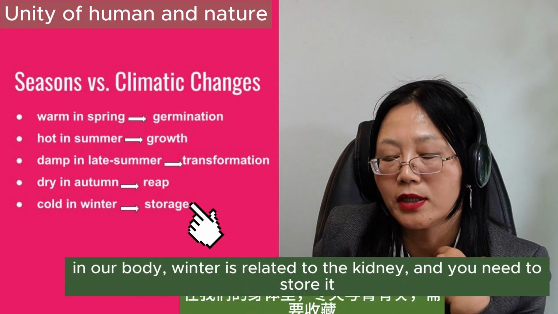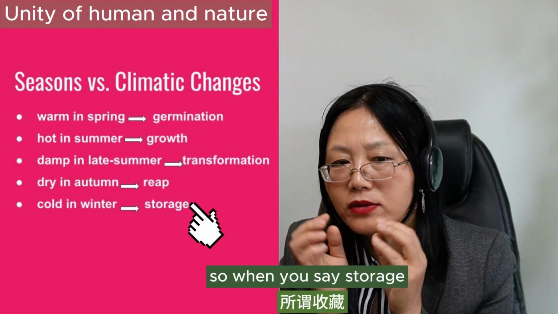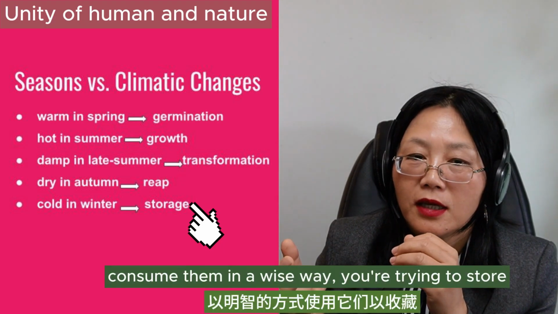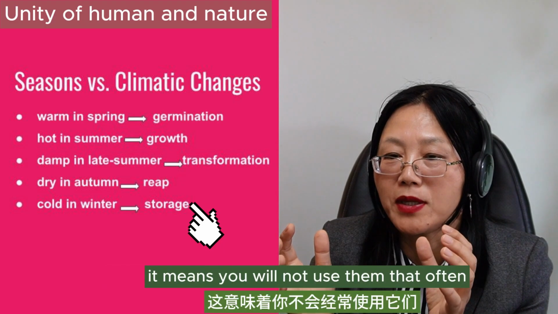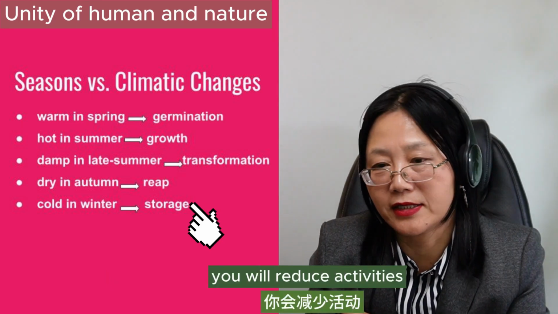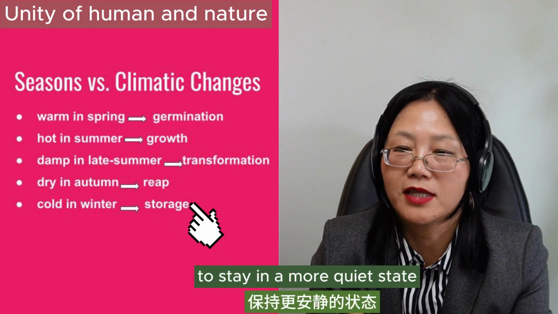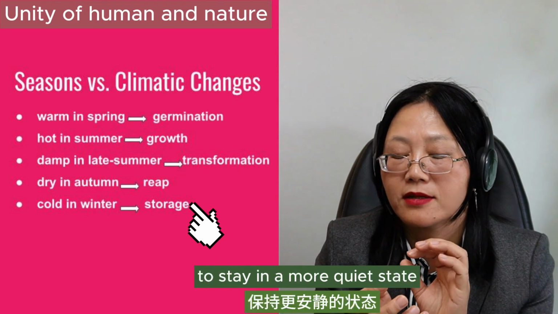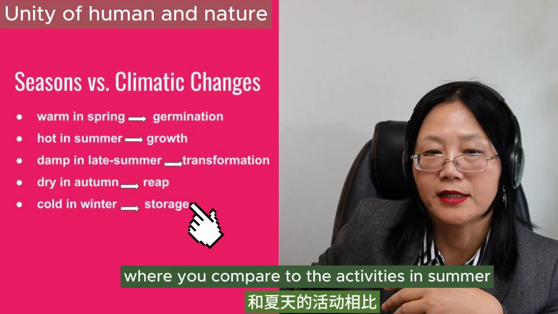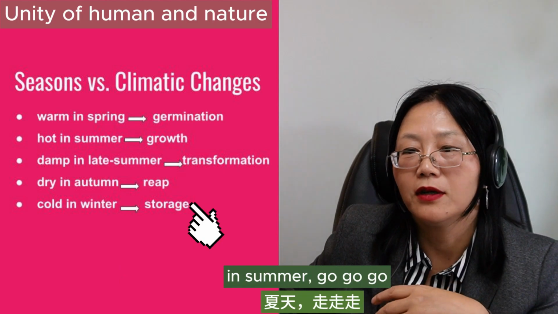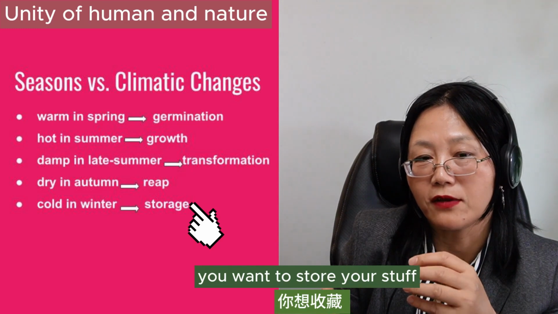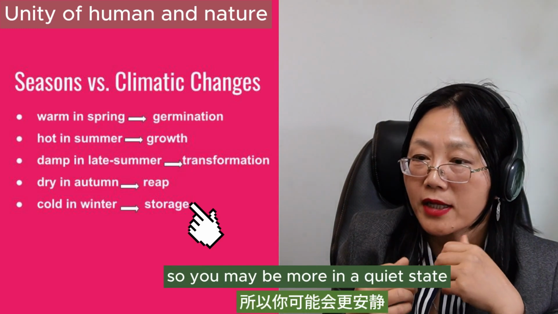In our body, winter is related with the kidney. When you say storage, it means that you will consume them in a wise way. Store means you will not use it that often. In winter, you will reduce activities. You would like to stay in a more quiet state, a more inhibited state when you compare to the activities in summer. In summer, go, go, go. Maybe in winter, you want to store your stuff, so you may be in a more quiet state.